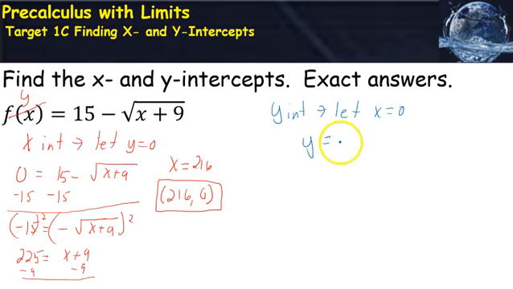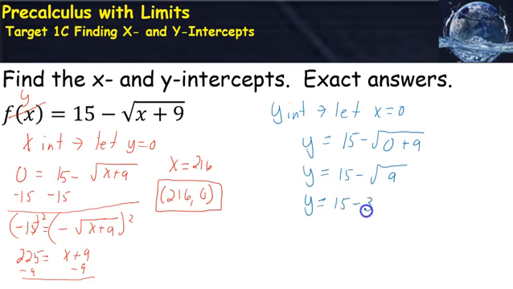So I have y equals 15 minus the square root of x plus 9, but I'm going to replace the x with 0. So I have y equals 15 minus the square root of 0 plus 9, and the square root of 9 happens to be 3. So I get y equals 15 minus 3, which is 12. So my y-intercept is (0, 12), because we let x equal 0, and then the y value I got was 12.